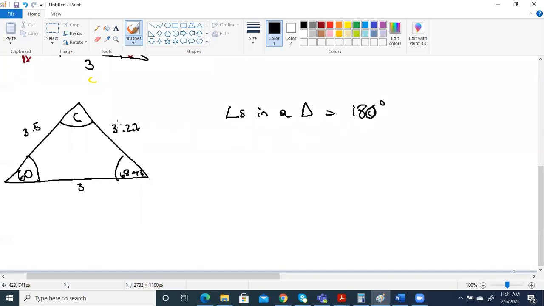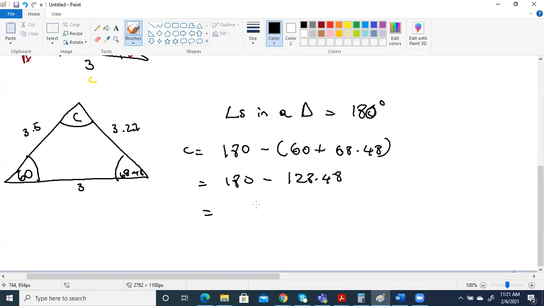And so the missing angle must equal 180 minus the two angles that you have, which is 60 plus 68.48, which is 128.48. 180 minus 128.48, and then the answer will be 51.52 degrees.